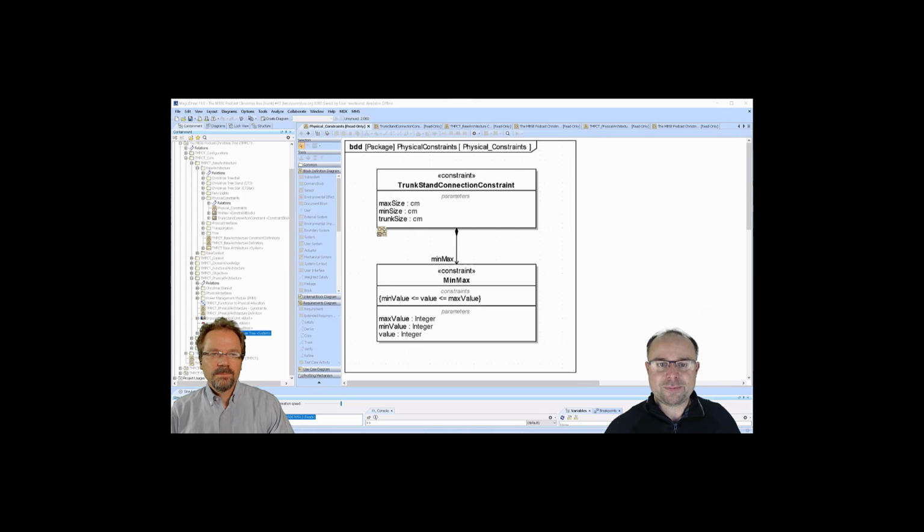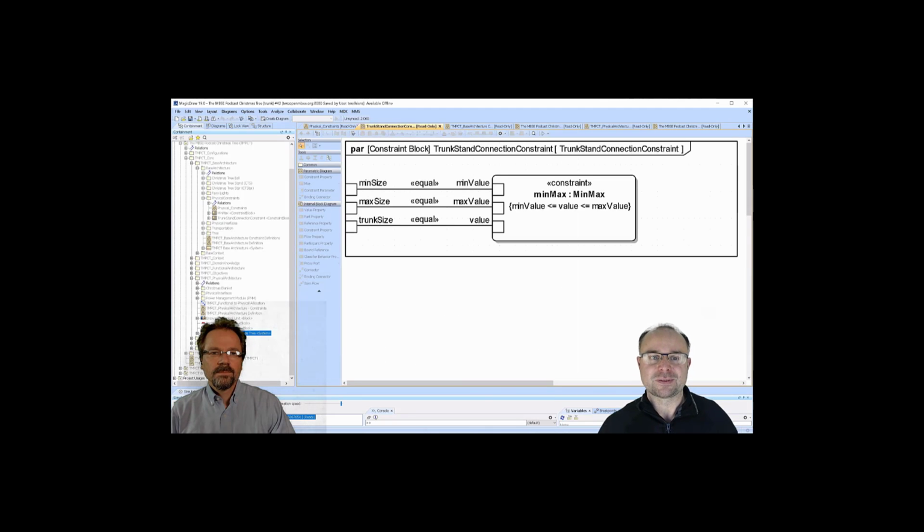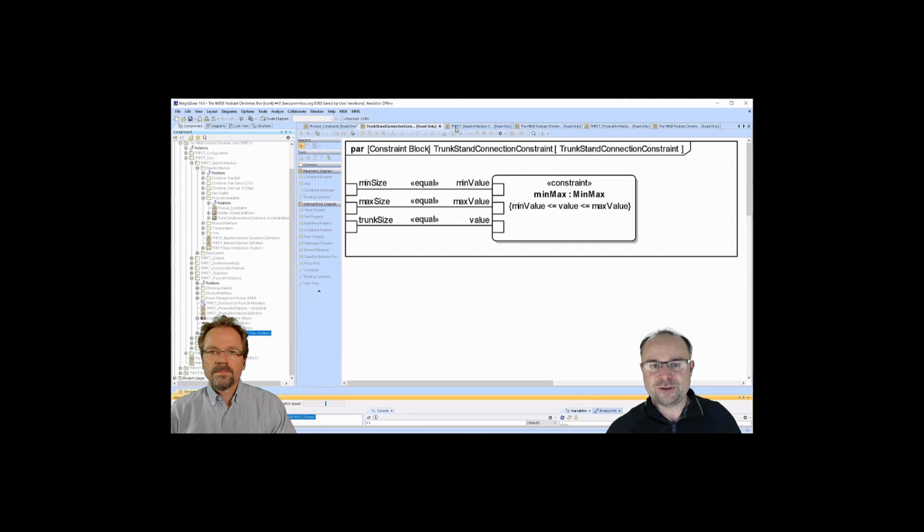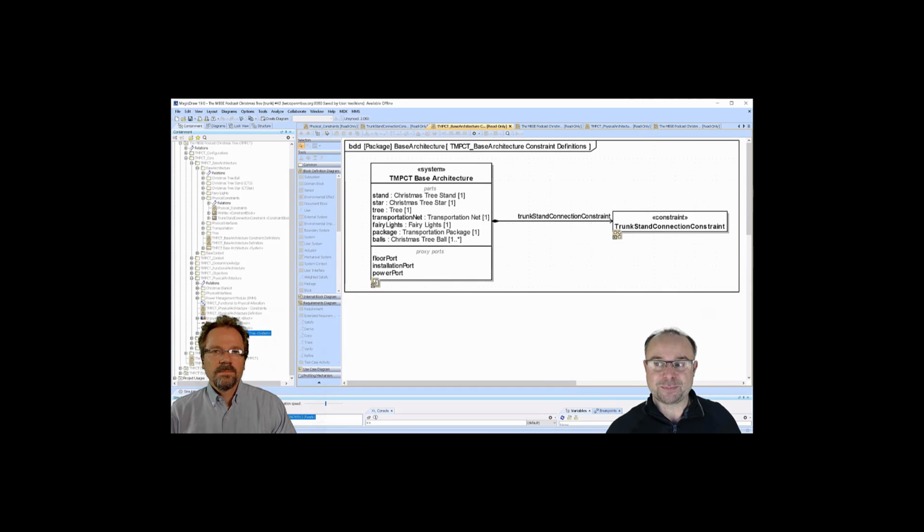The parametric diagram is a special kind of internal block diagram, which depicts how parameters of the constraints are connected with other parameters or value properties. The parametric diagram shows the internal structure of the trunk stand connection constraint, which simply connects its parameters with the appropriate internal constraint parameters of the min-max constraint block. We defined a constraint property of type trunk stand connection constraint owned by our system to use this constraint for the MBSE podcast Christmas tree.